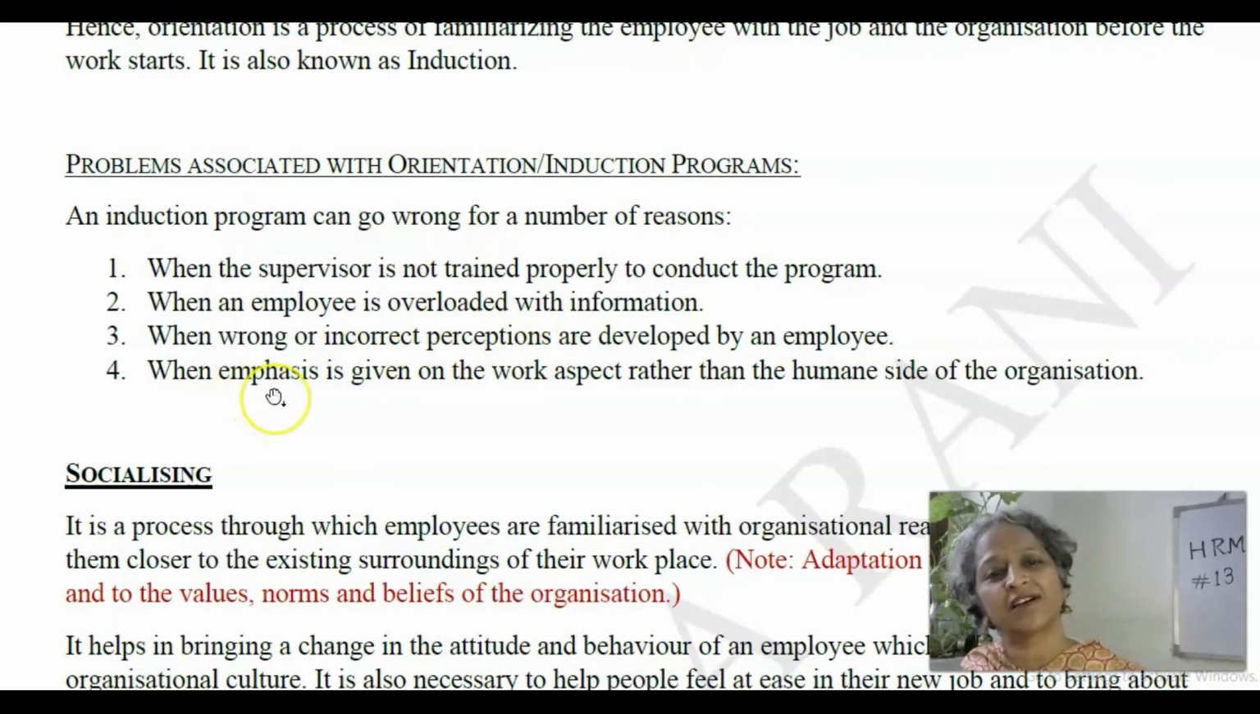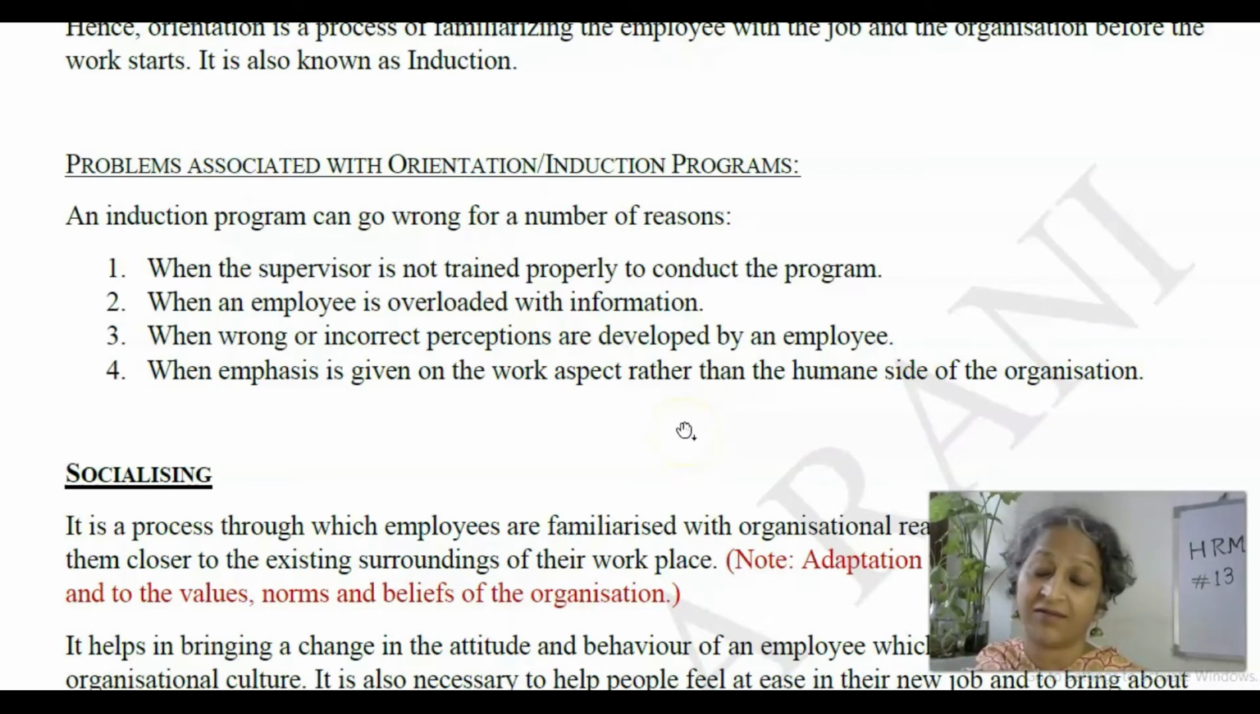And the last problem that can be there in conducting an orientation program is when emphasis is given to the work aspect rather than the humane side of the organization. Mind you, when we are talking about human resource, we are talking about human beings, and I have always been telling you that since we cannot treat our human resource like other factors of production, therefore when this induction program is taking place, it is important to focus on the humane side of the organization.